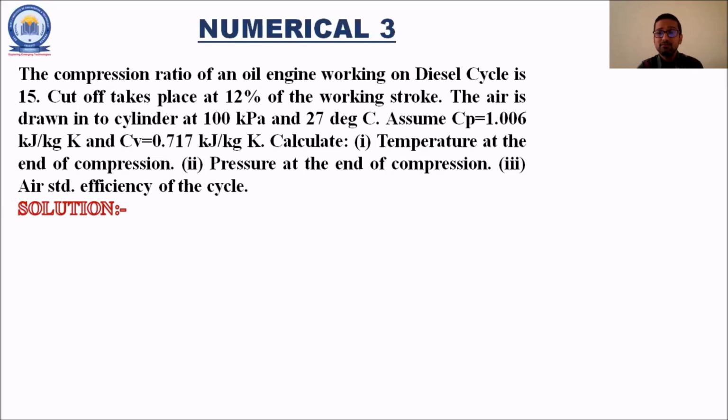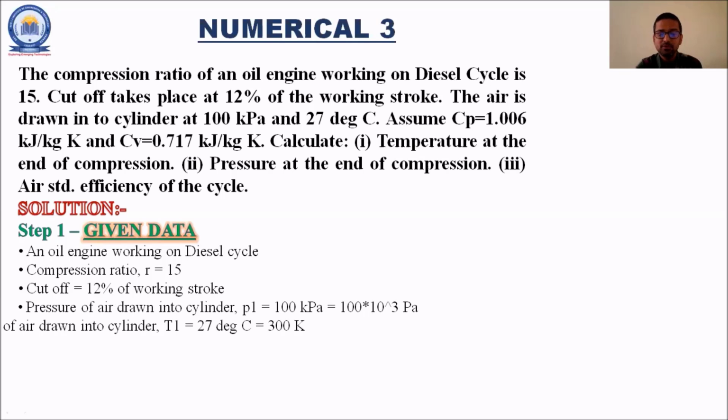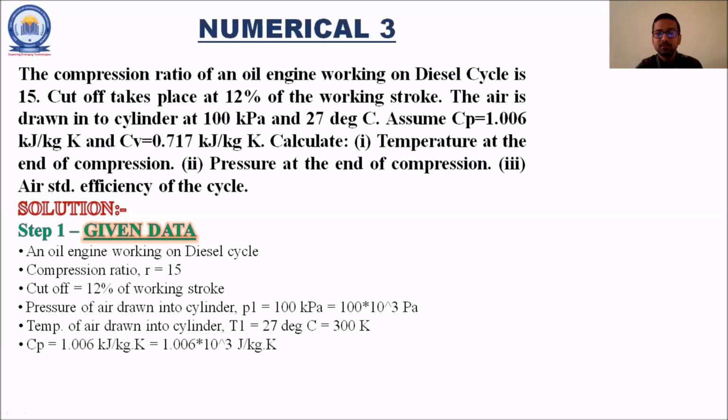So starting with the solution, writing down the first step, that is the given data. Firstly, we are given the oil engine working on the diesel cycle. Then we are given the compression ratio, that is small r is equal to 15. Then we are given this important statement, cutoff is equal to 12% of the working stroke. Just mention this point right now. We will be understanding this concept later on in the third step of the calculations. The air is drawn into the cylinder. So the pressure and temperature at point number 1 are given. So P1 is 100 kilopascal, converting it into Pascal, temperature of the air T1 is 27 degrees Celsius. Then we are given the values of Cp and Cv, specific heat at constant pressure and constant volume respectively.